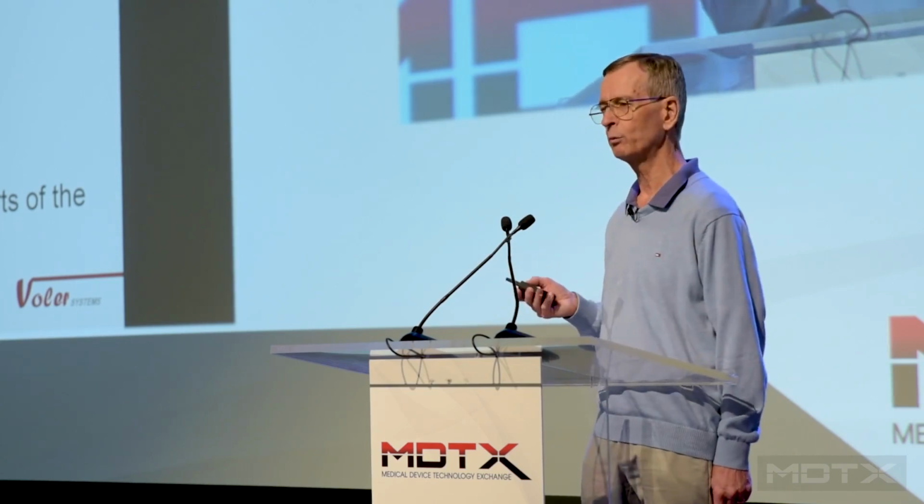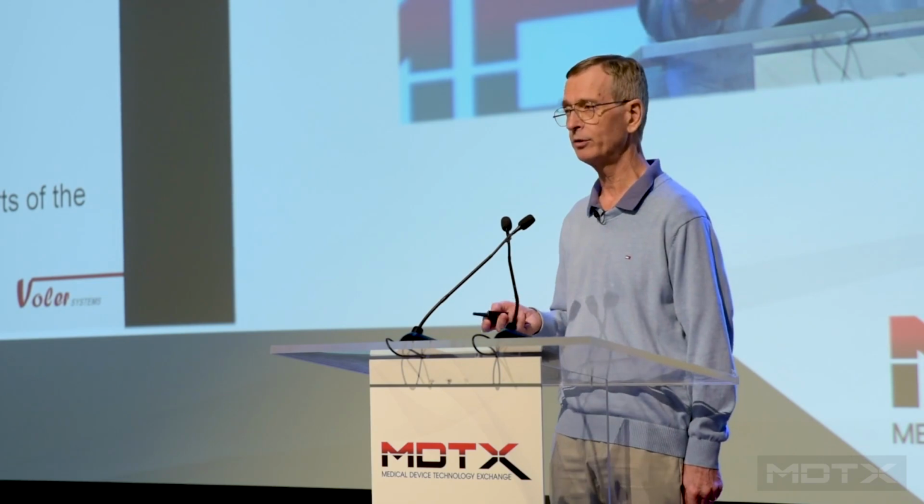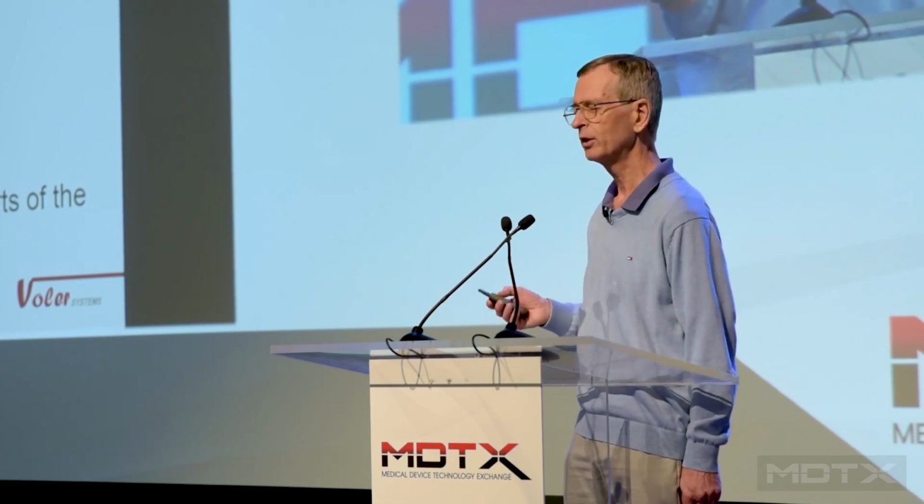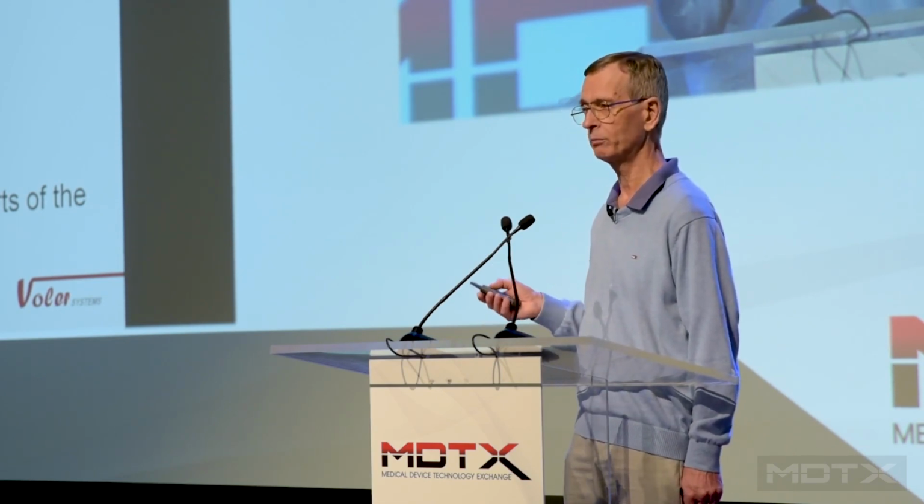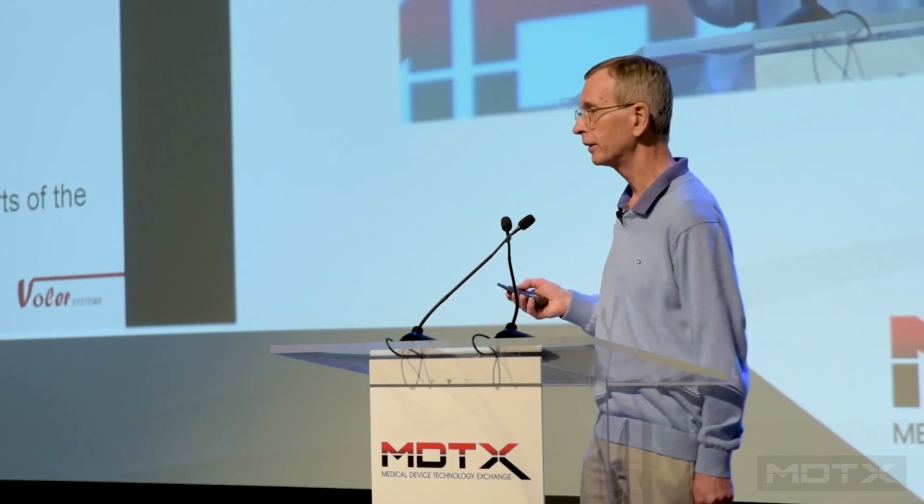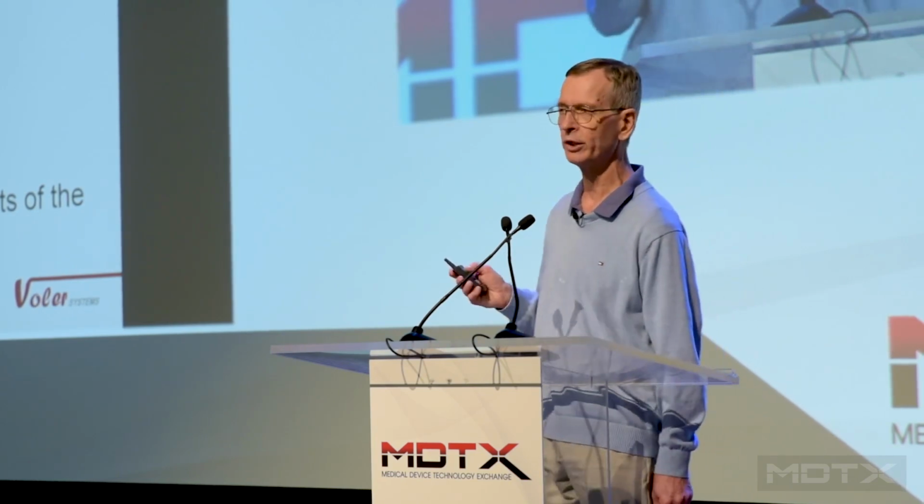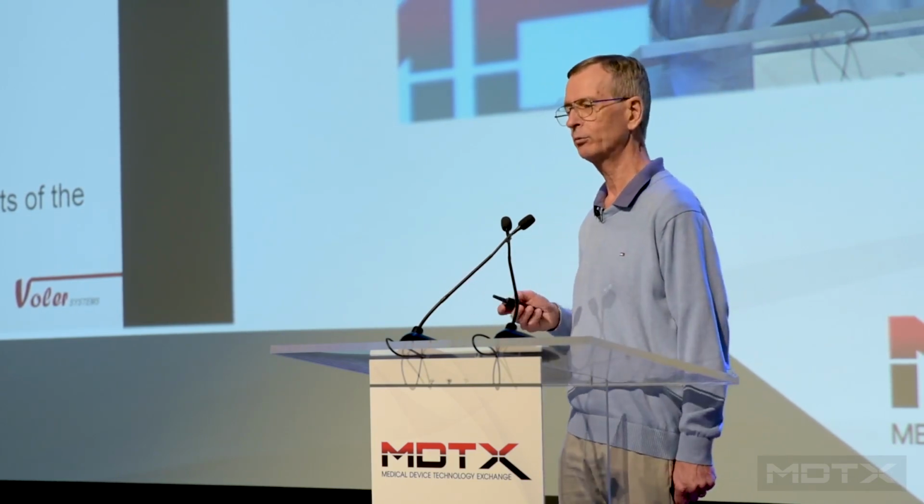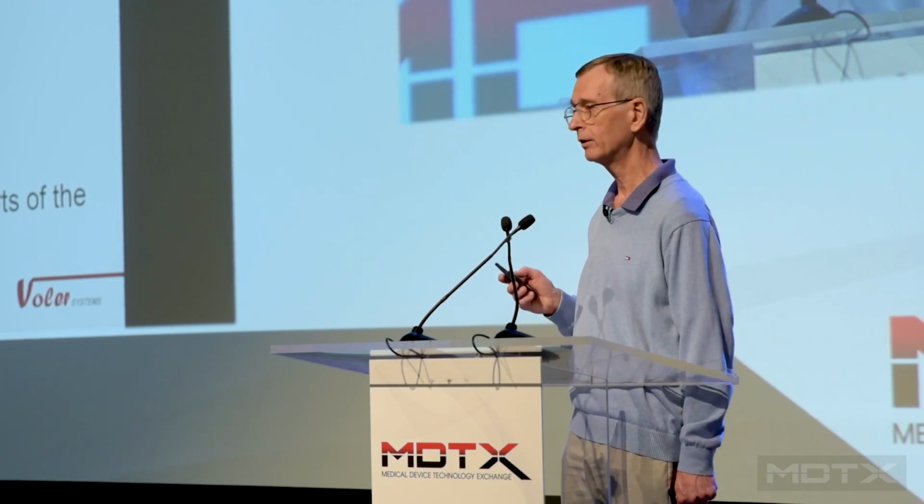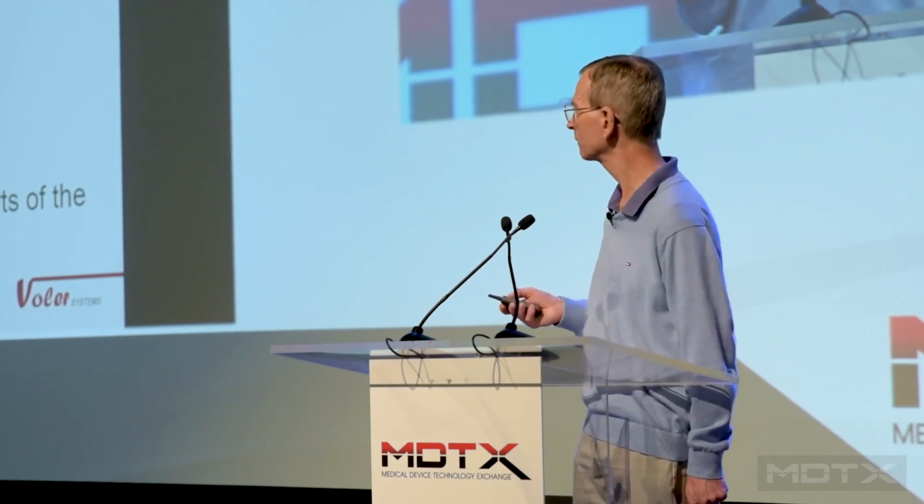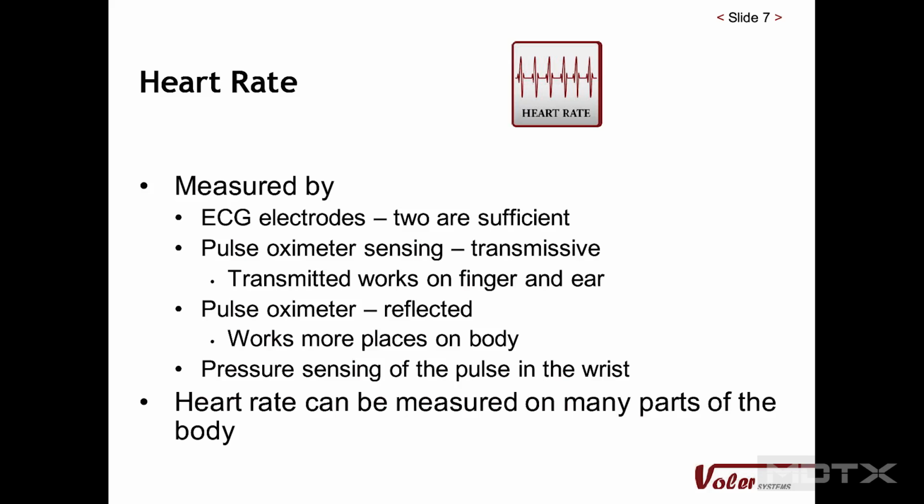Another one that is more popular on extremities would be the pulse oximeter, which besides measuring oxygen measures the heart rate. And there are 2 types, and I'll cover that next. But the one that you're going to use on the wrist would be the reflective type, and it's commonly used for heart rate measurement. You can also measure heart rate with pressure. If you put your finger on your wrist, you can feel the pressure change. Well, you can use a sensor to do that. It's less common to do it that way, probably.